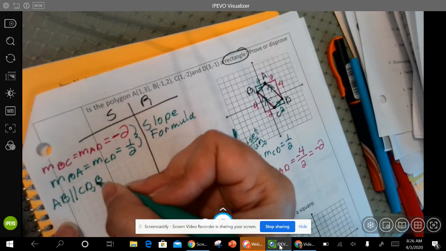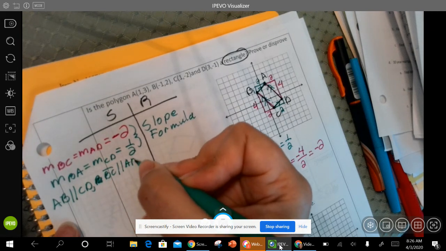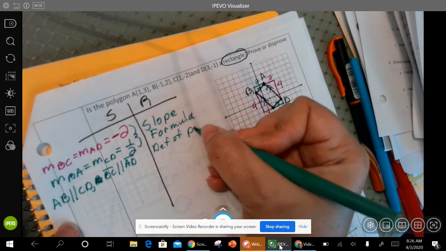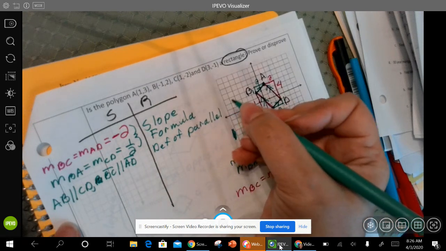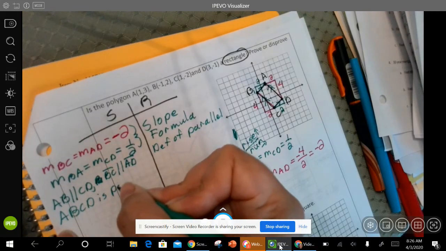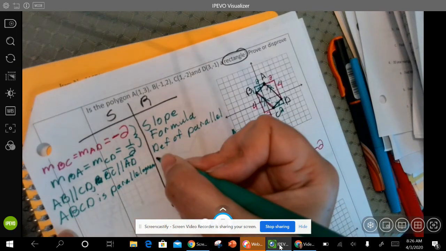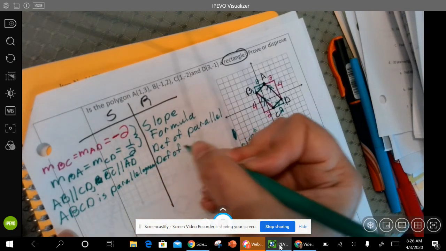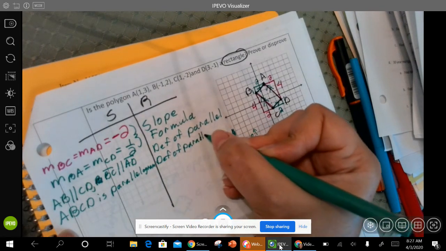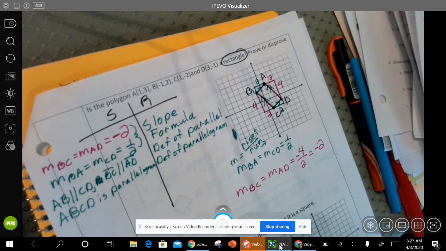Okay, and so that also means that BC is parallel to AD. Okay, and that's our definition of parallel lines. So that means that ABCD is a parallelogram. So it's a parallelogram by our definition of parallelograms. Remember parallelograms, opposite sides are parallel. It's one of our 5 properties. Okay, and then we're going to go to the next part.